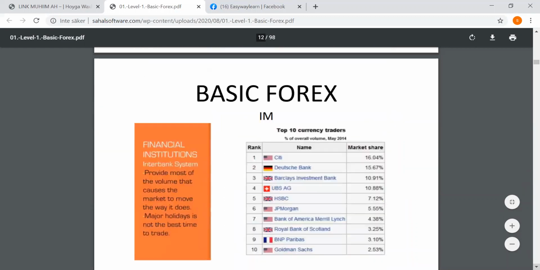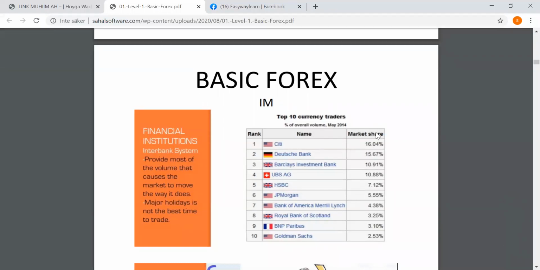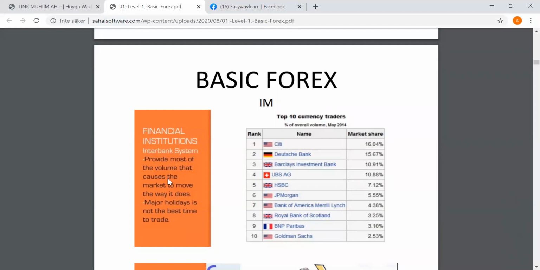When we come to the financial institutions, as I said before, these are the private banks, and those are the biggest ones, the top 10 currency traders. Here are the top 10 currencies that people trade, all ranked by volume, as you can see here in the market structure. The financial institutions provide most of the volume that causes the market to move the way it does. They can move the market in a direction because they have the biggest volume of money in the market.